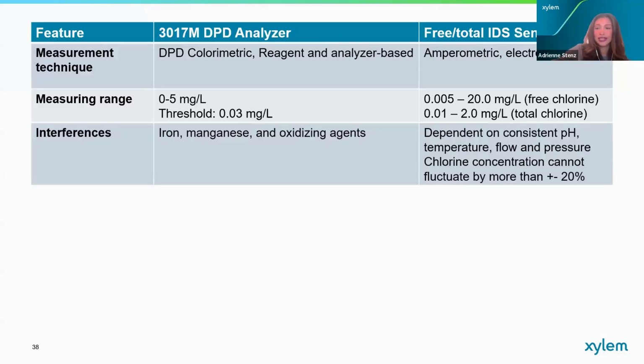In terms of interferences, iron, manganese, and other oxidants that might react with DPD will affect the DPD colorimetric method. Amperometric sensors are not affected by those interferences, but they are dependent on consistent pH, temperature, flow, and pressure. Additionally, the chlorine concentration of the sample cannot fluctuate by more than 20% from what the sensor is calibrated to, as the sensor cannot pick up on variations that large.